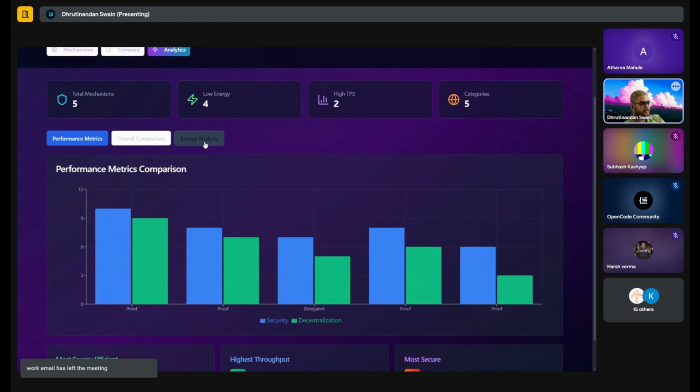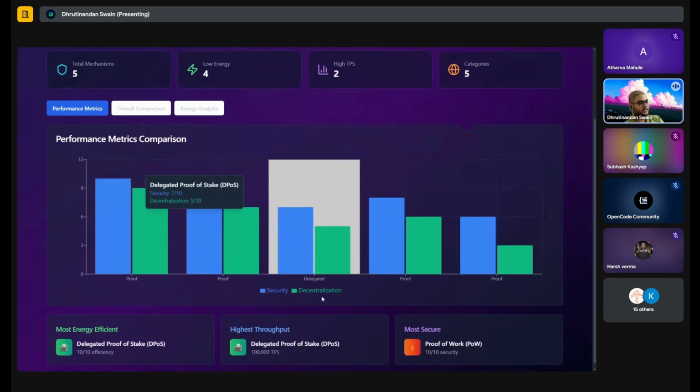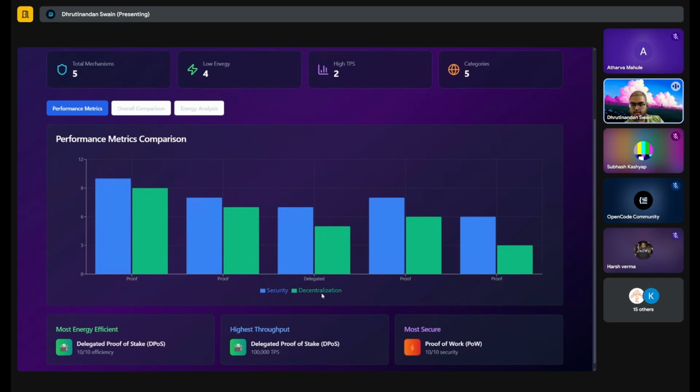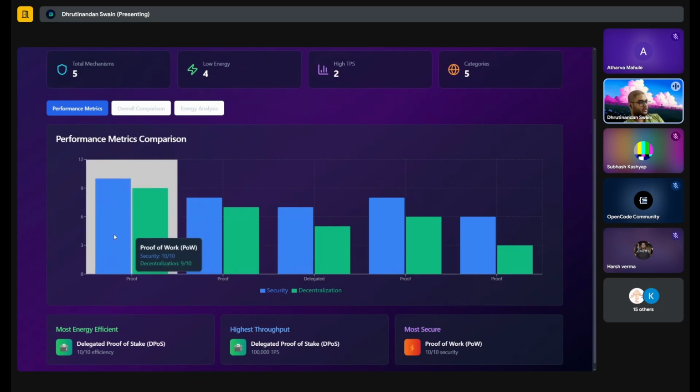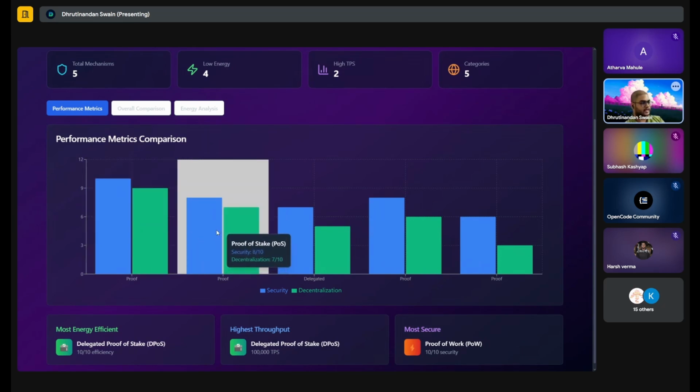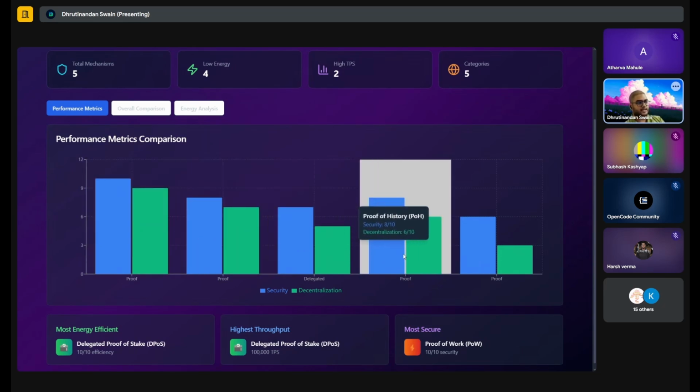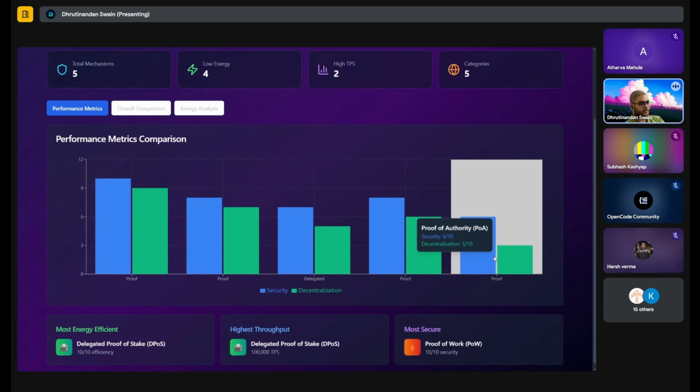In the analysis tab, you can see the performance metrics, for example, the security and decentralization comparison. For proof of work, security is one of the highest because you need high computational power. That means more powerful hardware for computation, standing ahead of the thousands of miners currently existing. Decentralization as well. Here come proof of stake, delegated proof of stake, proof of history, and proof of authority.